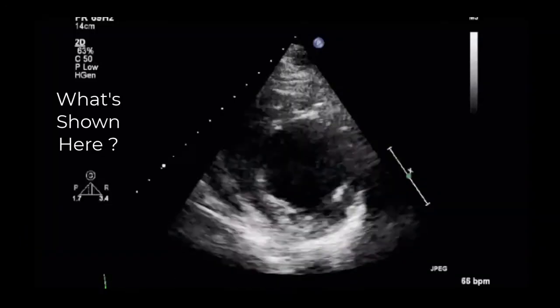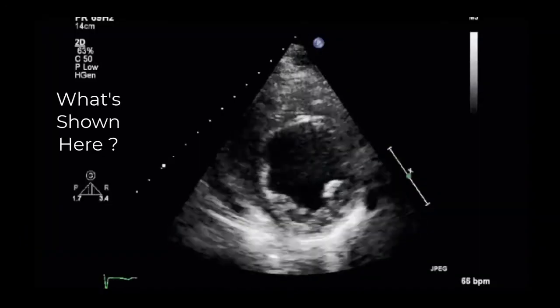What other pathology can we pick up in the P-sax view? Have a look at this. What does this show?